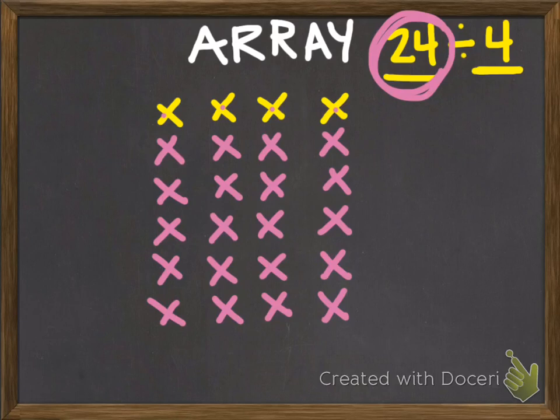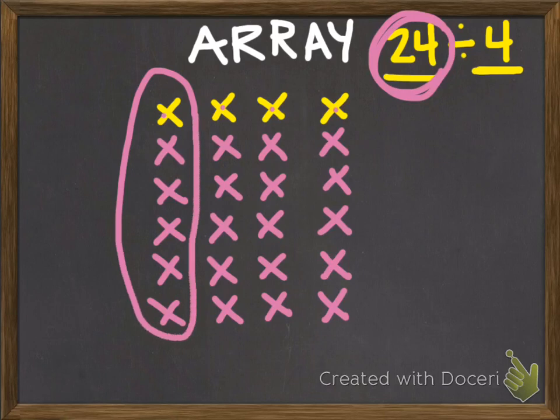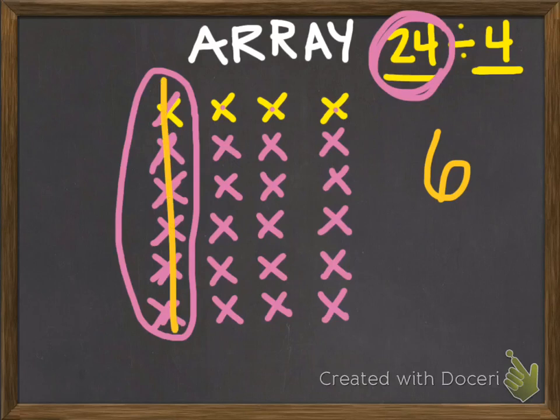And all I need to do is find out how many are in just one column. It's like equal groups. I have 4 equal columns here. So I'm just going to count how many I have in this one column. I have 1, 2, 3, 4, 5, 6. Yes, I figured out that 24 divided by 4 equals 6 because there's 6 in one row. But that's not all.